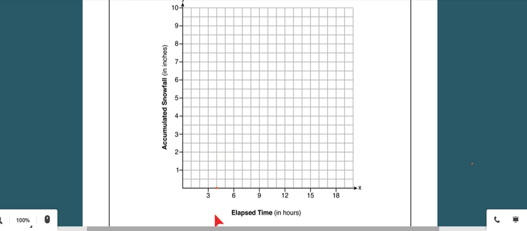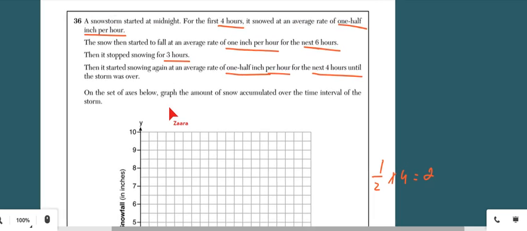Okay, so that means 1/2 times 4, which is 2 inches. So for the first 4 hours, it will be 2. So we will get this curve, right? Very easy. This straight line.